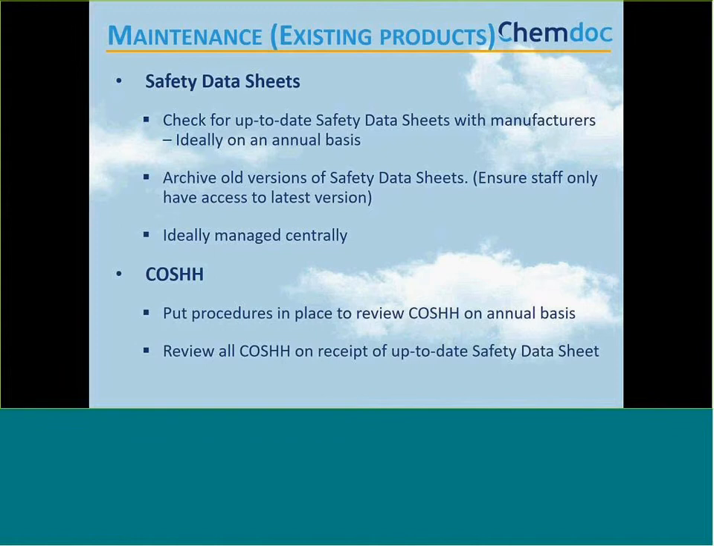And for your COSHH assessments, put procedures in place so that all your COSHH assessments are reviewed on an annual basis. And if a new safety data sheet is sourced at some stage during the year, make sure there's a procedure in place that triggers any COSHH assessments that were written with the old safety data sheet to now be reviewed. It will probably only be a 1 or 2 minute job, but it's important that they're done straight away and not allowed to build up, because there may be changes in terms of classification, etc. to the product, and the COSHH assessment needs to be updated when the safety data sheet has been updated as well.